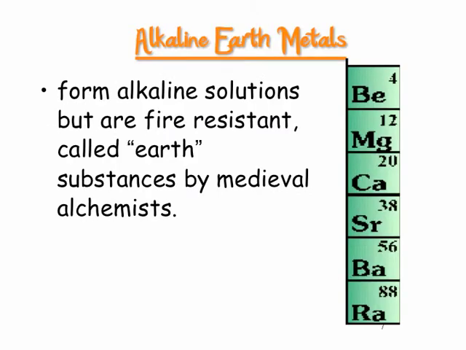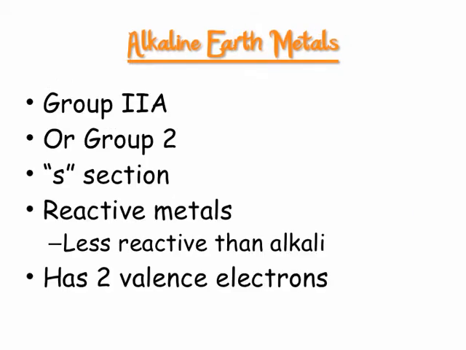The alkaline earth metals form alkaline solutions. They are fire resistant, called earth substances by medieval alchemists. So a little history on those. They are in group Roman numeral 2A, or just simply group 2. They are also part of the S section of the periodic table. They are reactive metals, but not as reactive as the alkali metals. They have 2 valence electrons.